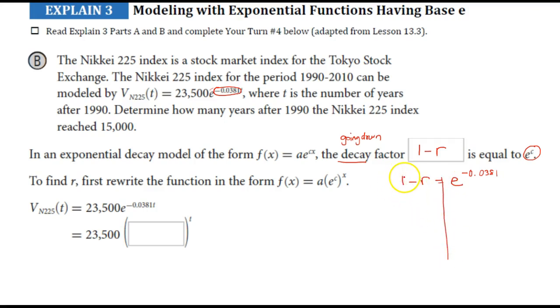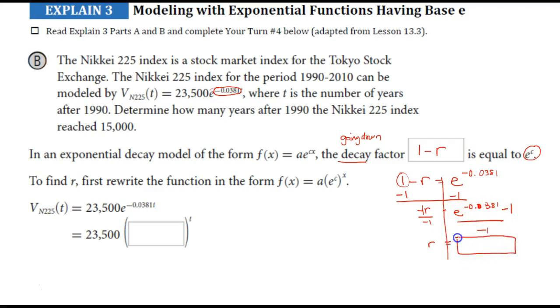Okay. The next thing we're going to do is solve for r. Okay, so what is the opposite of a positive 1? A negative 1, right? So I'm left with negative r equals e to the negative 0.0381, take away 1. And then we're not done with solving for r yet. We're actually going to, well, how many negatives are right here? 1, right? And what's the opposite of multiplying? Dividing.